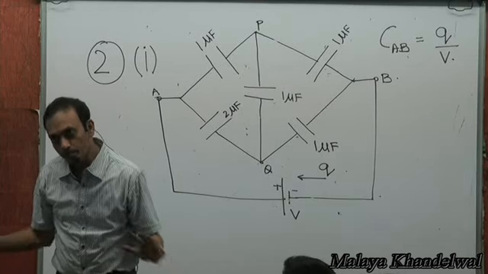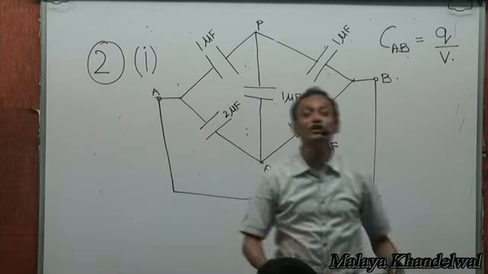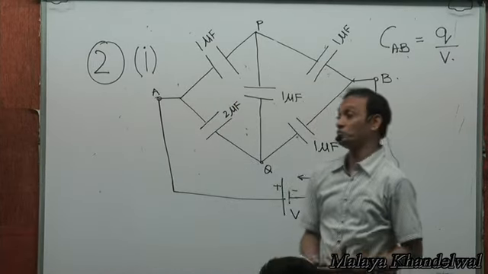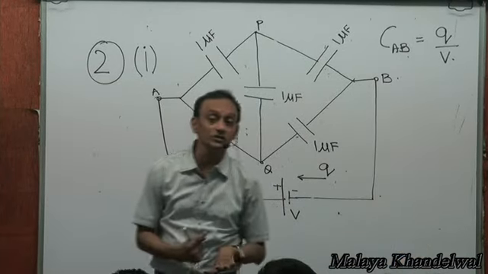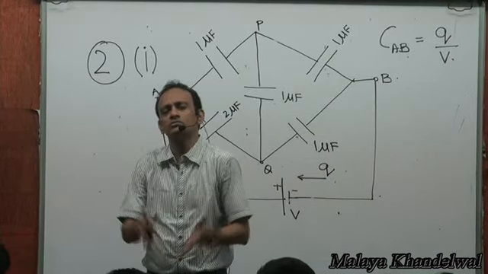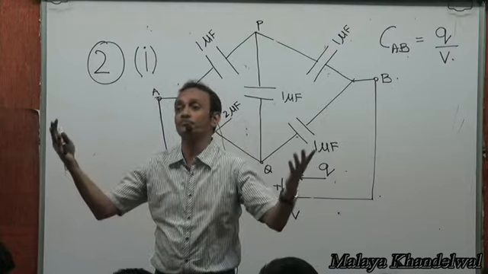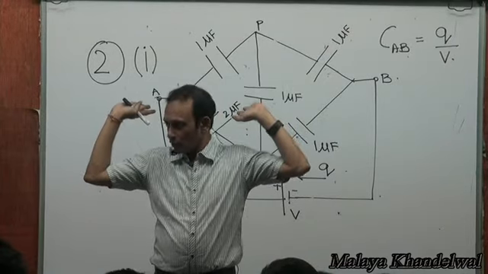Right? Now let's see how to do this. So what I'm going to communicate would then be a very generalized way of finding equivalent capacitance. If you have not encountered symmetry, if you have not encountered a balanced Wheatstone bridge, then you know the largest amount of complication that you can encounter is what I'm going to do next. Right?